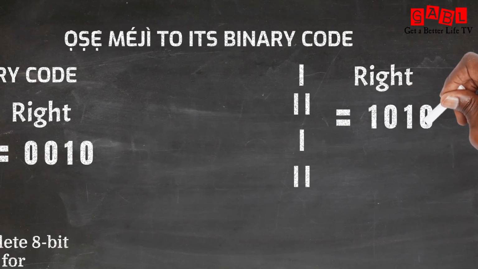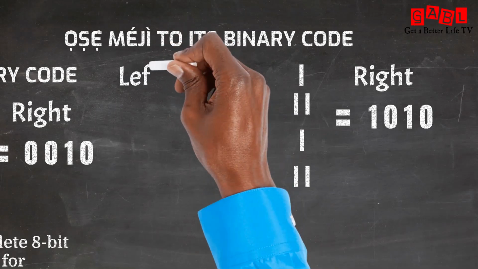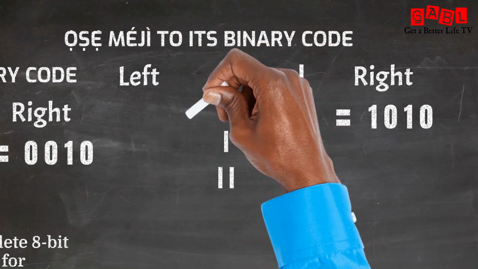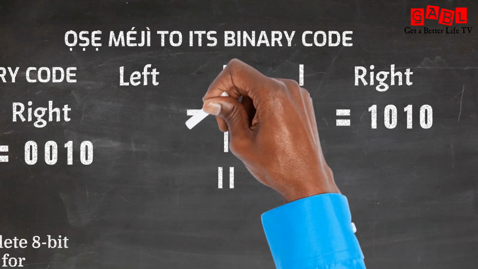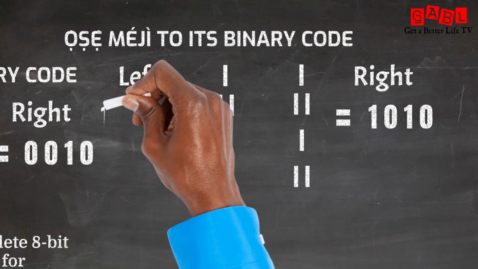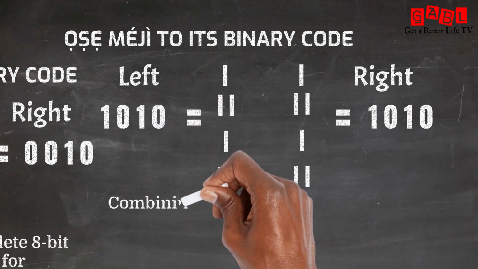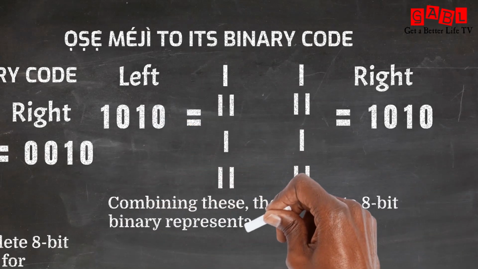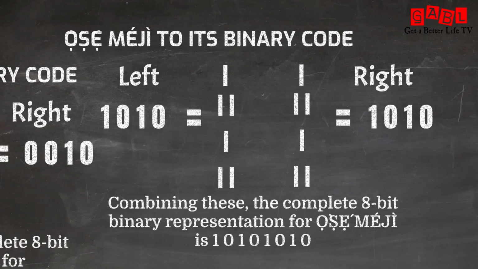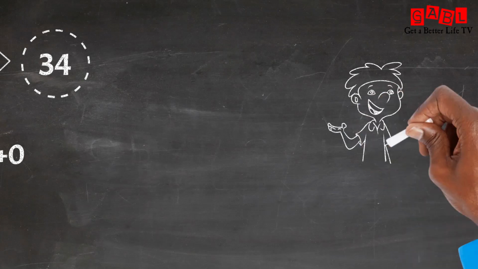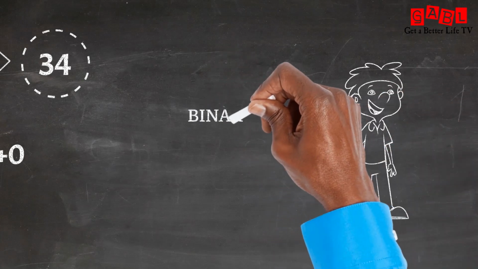The left column also has single line, double line, single line, double line. This translates to 1, 0, 1, 0. Combining this, the 8-bit binary representation for Ose Meji is 1, 0, 1, 0, 1, 0, 1, 0. Now, converting this binary code to its decimal equivalent, we have this.